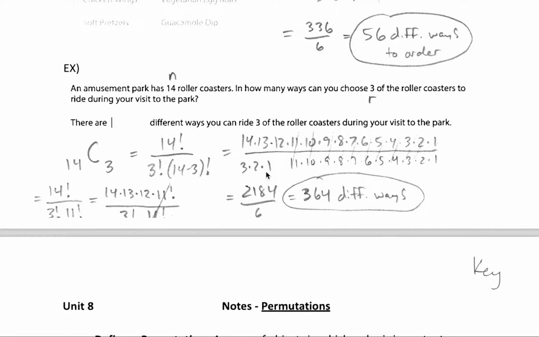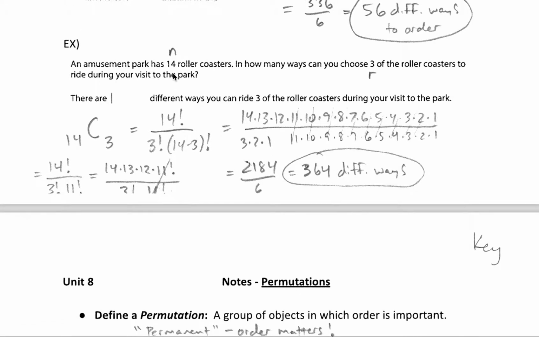Multiply your top numbers, we get 2,184, and on the bottom we get 6. So divide that, and we get 364 different ways that we could ride 3 roller coasters at a time out of a total of 14 choices.